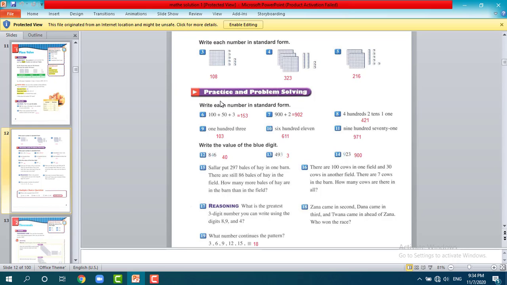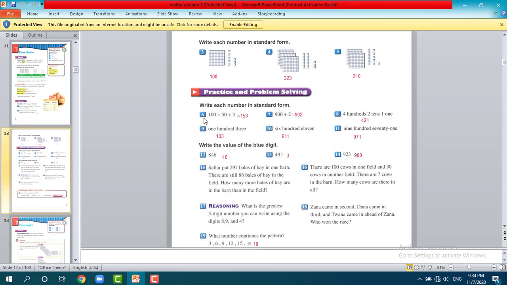260. Now students, we have practice and problem solving. Write each number in standard form. Students, from equation 6 to 11, we have some numbers written in expanded and word form, and we are changing those forms to standard form.